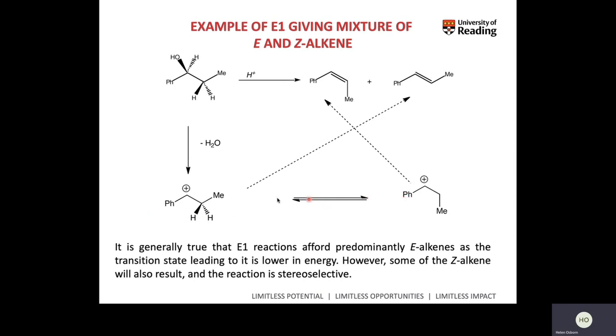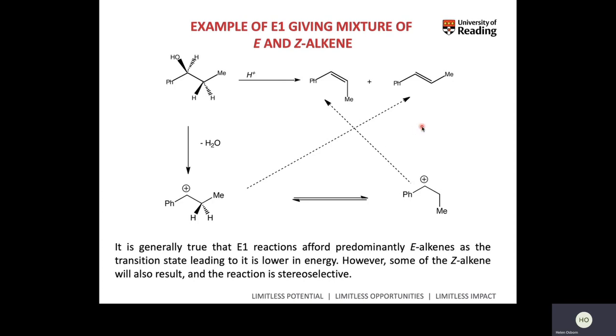We are going to get some of this, but this will be the predominant form. That means when we lose our hydrogen in the elimination reaction, this will be the predominant form because there's more of this in this mixture. So this will form in excess compared to this one. So that's what we've got here, that generally when we've got E1 reactions, we will get a mixture, but we will predominantly get the E alkene.